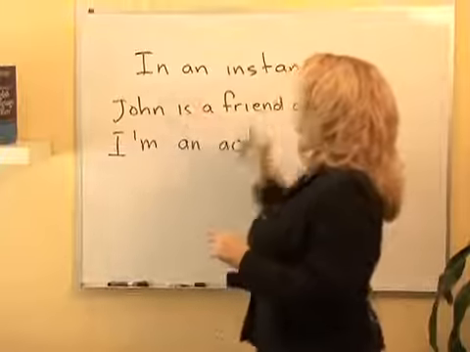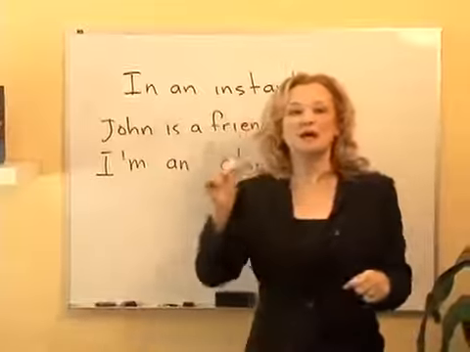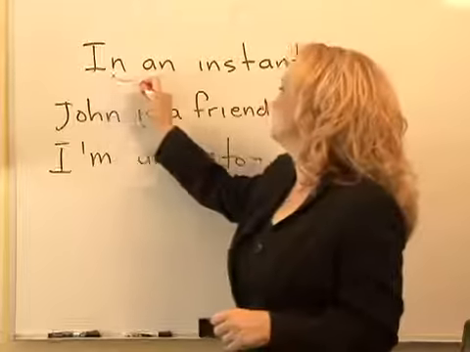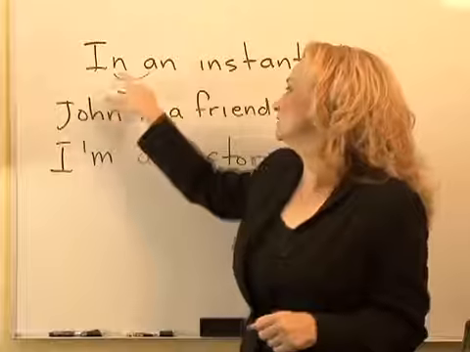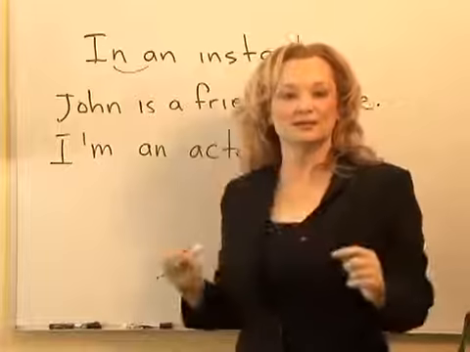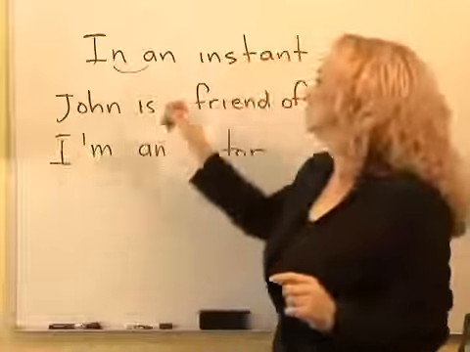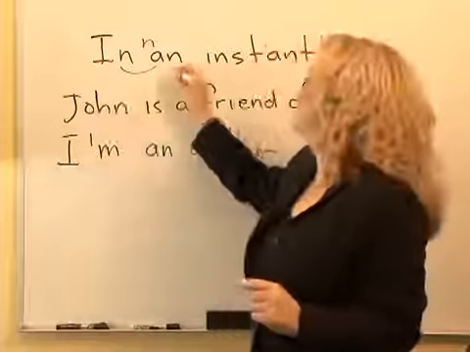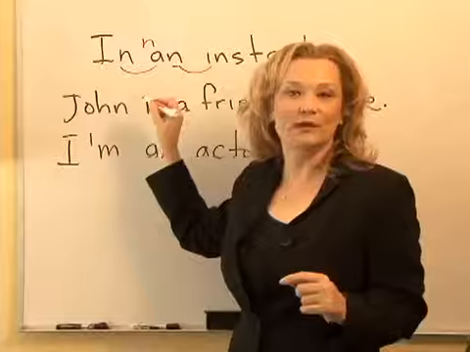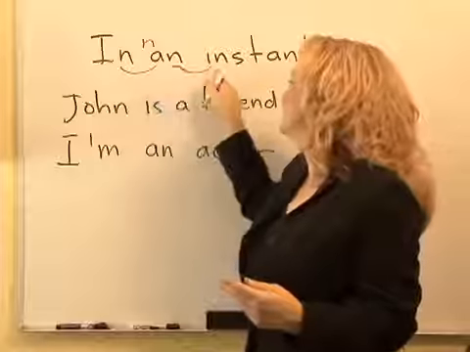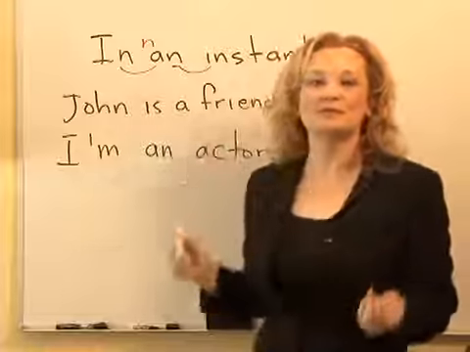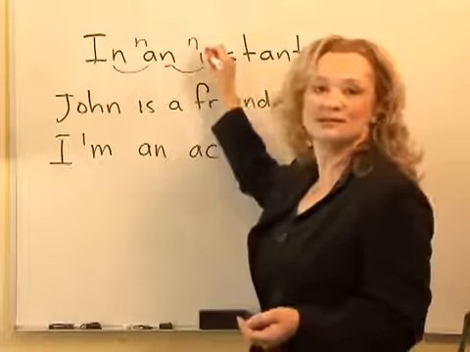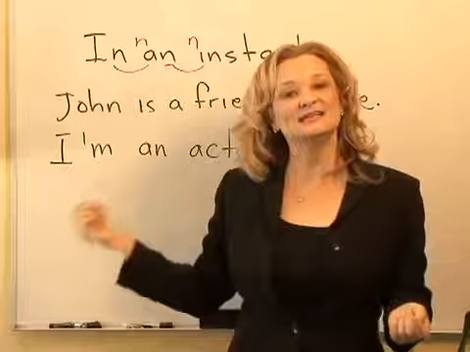Here we have three sentences. Look at the first sentence, in an instant. We wouldn't say in an instant. We would connect the final consonant to the next vowel. So this N and this A would be said together. Listen, in an, in an. So it's kind of like this N is over here, and this N is connected to the following vowel, ninstant, in an instant. Repeat after me, in an instant. One more time, in an instant.